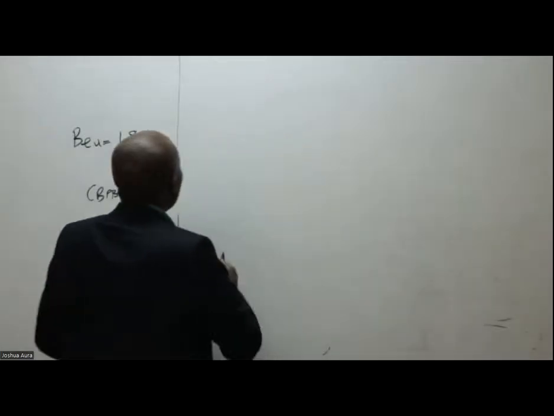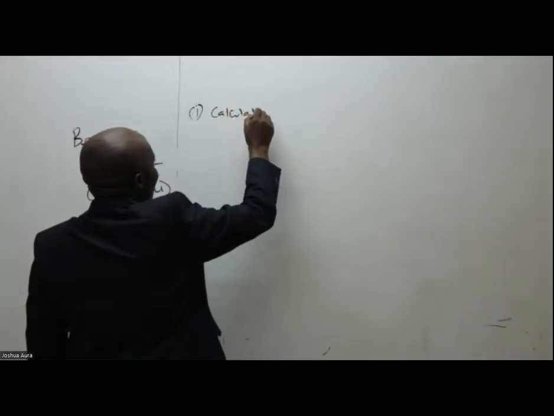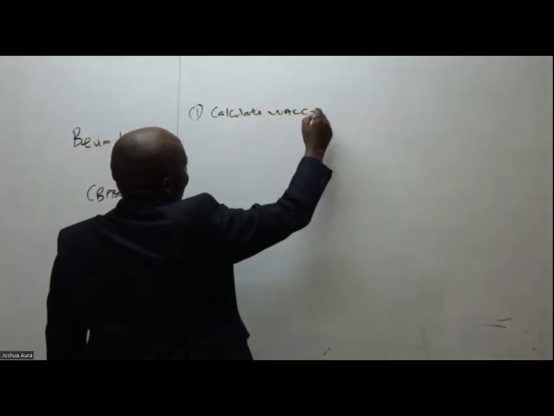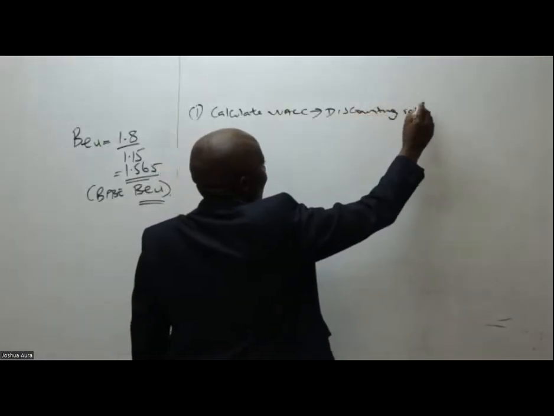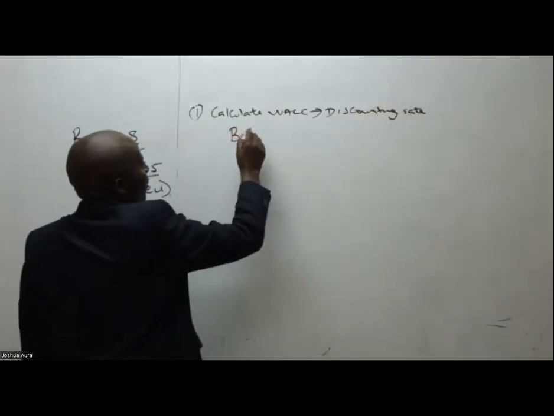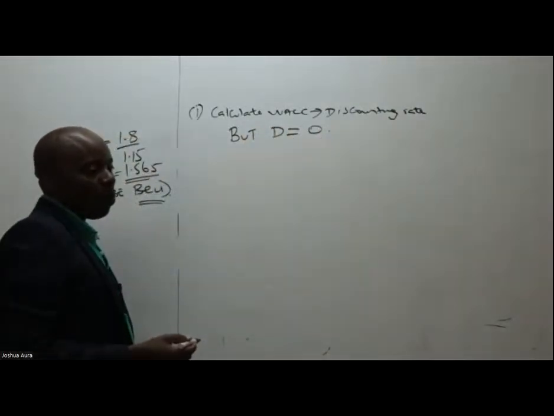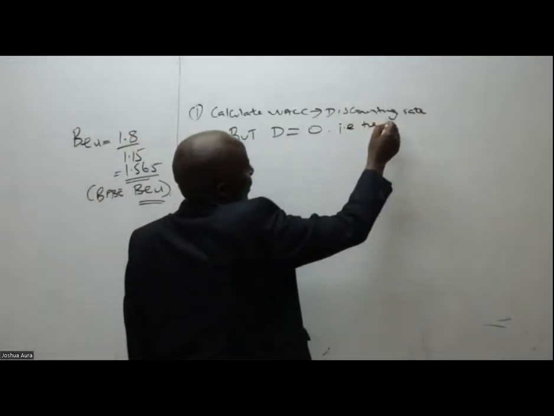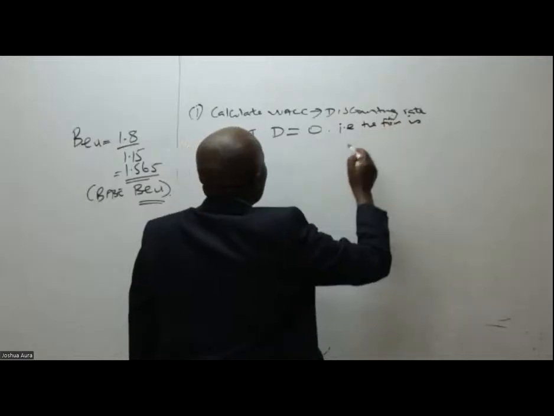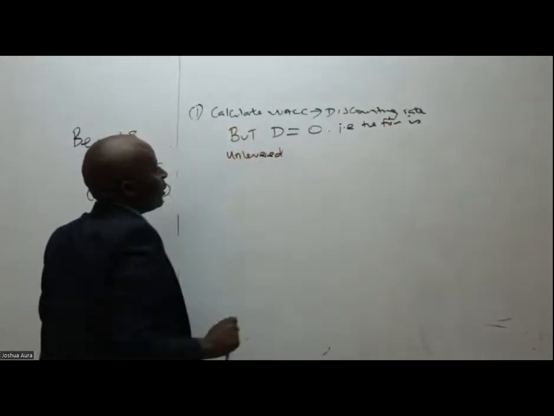So in this case here, go ahead, Roman 1, and calculate WACC. So this is our discounting rate. But remember your debt equals what? 0, i.e. the firm is unlevered. The firm is unlevered.